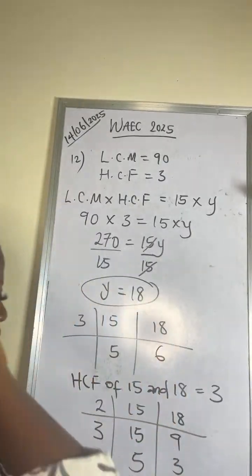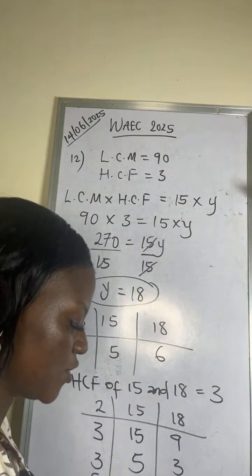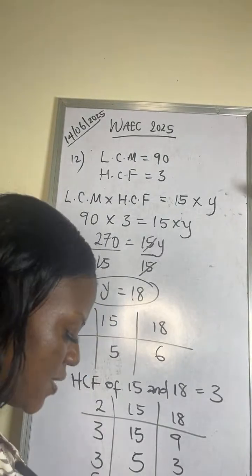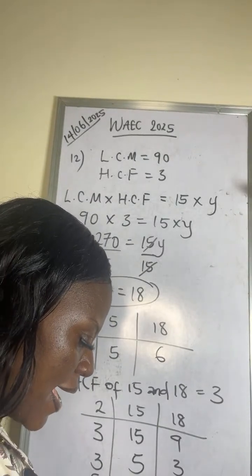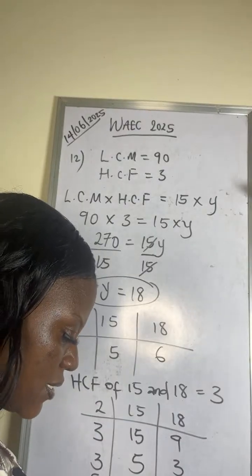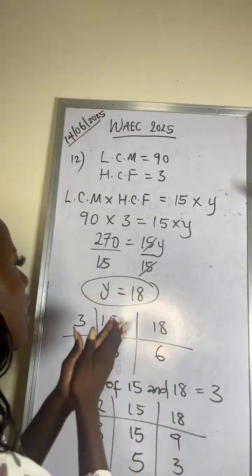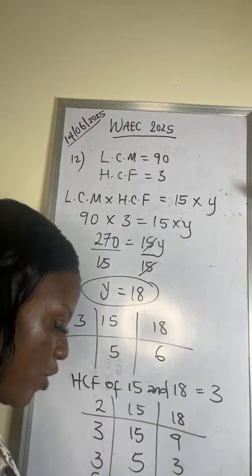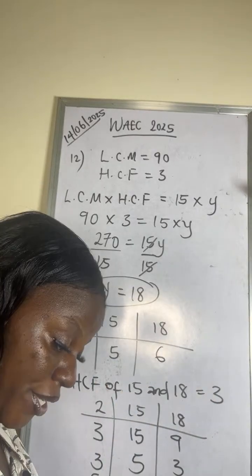All right, so moving on. We have 2 times 3 to be 6. And then 6 times 3 is 18. And then 18 times 5 is 90. So you see, our second number is 18. Very correct. So let's move to another question.